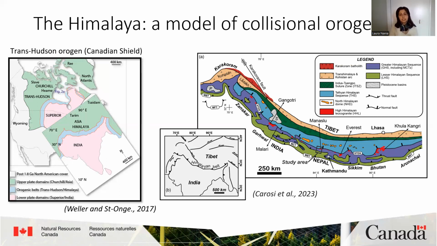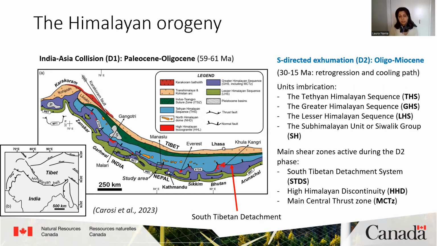The Himalaya is also still affected by ongoing deformation, so it is also used for neotectonics studies. All these features make the Himalayan belt a classical laboratory. Specifically today, I'm going to talk about the South Tibetan Detachment System, which is here the uppermost structure.